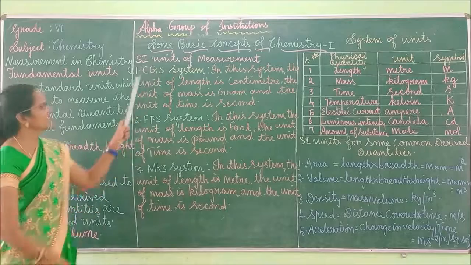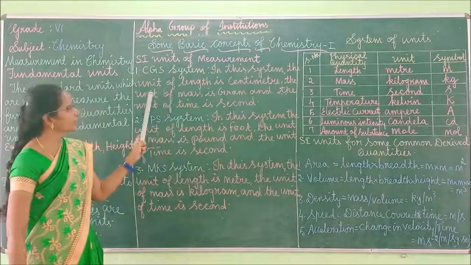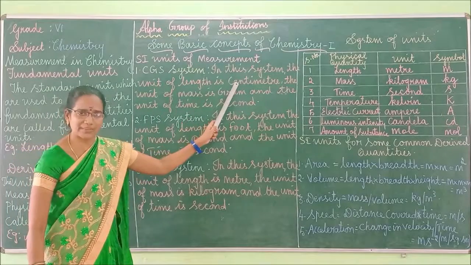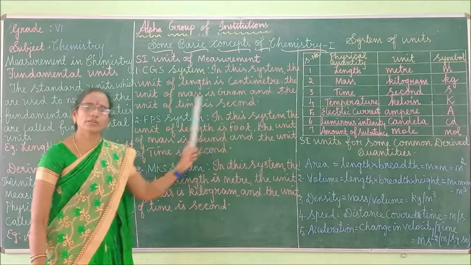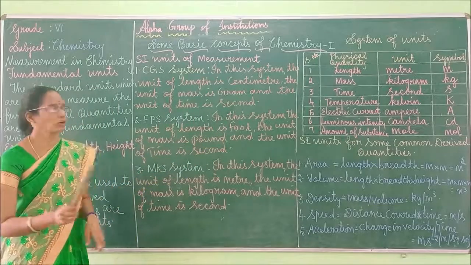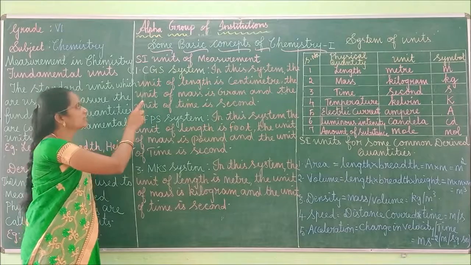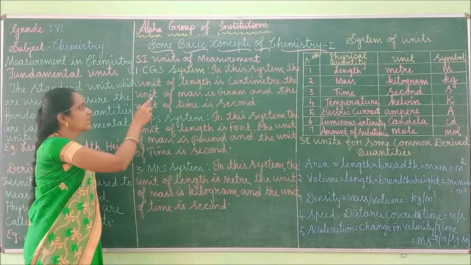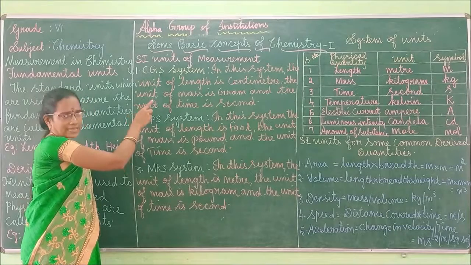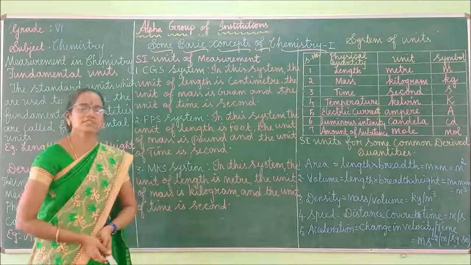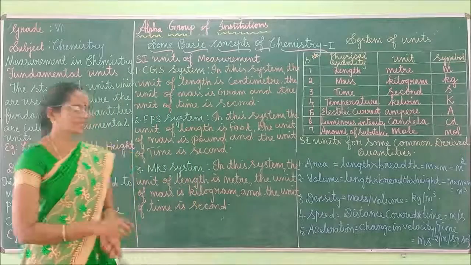Let me see now. CGS system. Here in this system the unit of length is centimeter, unit of mass is gram and unit of time is second. Now you know what is CGS. C stands for centimeter, G stands for gram and S is second. So CGS system means the full form is centimeter, gram, second.